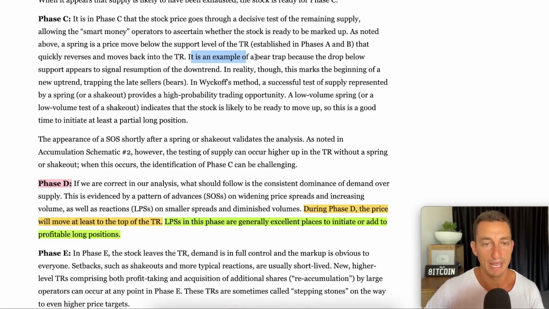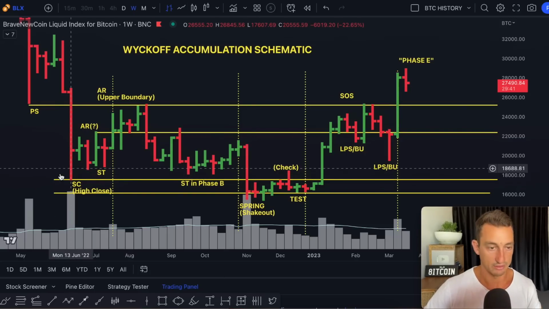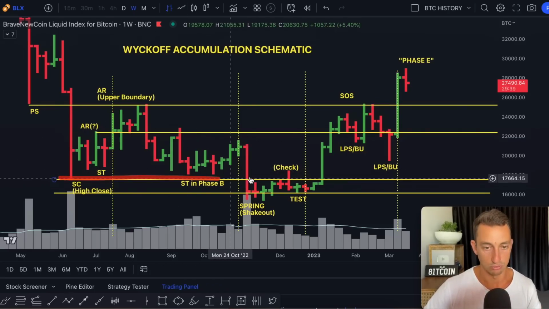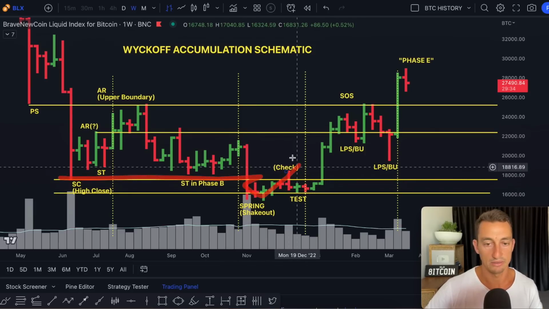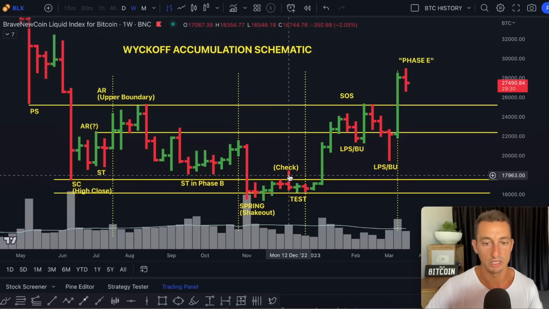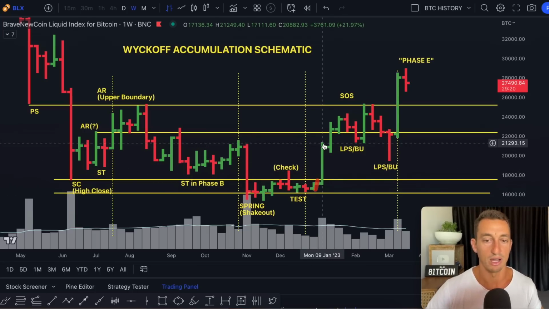Okay, so one step back is an example of a bear trap, because the drop below support appears to signal resumption of the downtrend. So the drop below, here is the support. That's the support right there. And now we drop below. It appears to signal the resumption of the downtrend. Here is something that the writer in that article calls a check. So we're seeing whether we get some more supply come into the market. Now we've got a higher low, and then phase D begins with a nice big break on high volume.